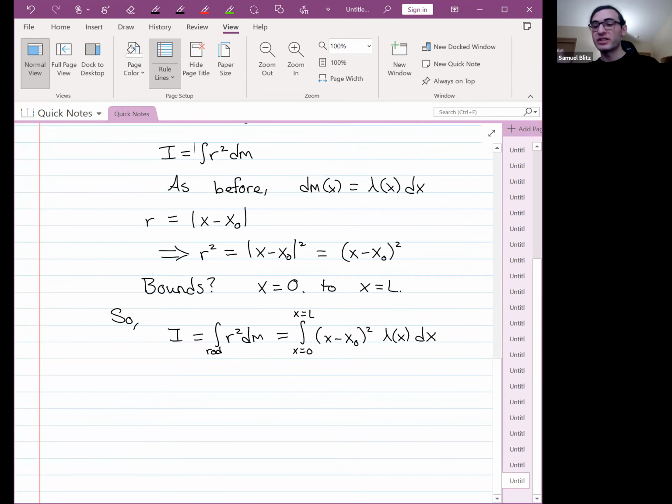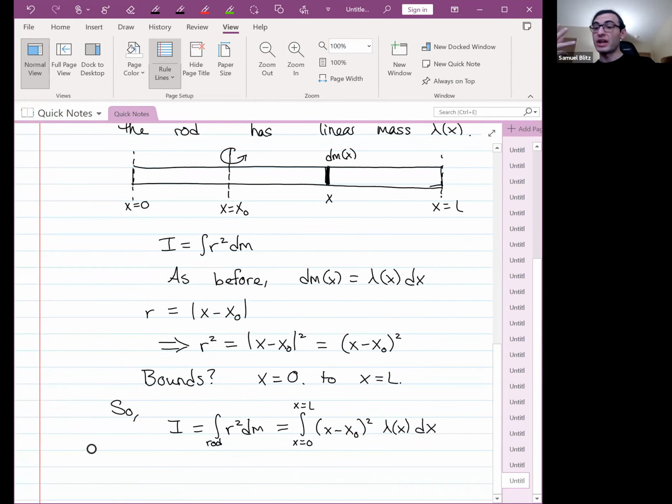Now, depending on the situation, the formula will change. Maybe x naught is 0, in which case you wouldn't have an x naught. Maybe lambda of x is constant, in which case you just have a number there. Maybe the rod doesn't go from 0 to L, but it goes from, say, negative L to L. But the point is, the process of doing these integrals, or setting up these integrals anyway, amounts to finding three things.